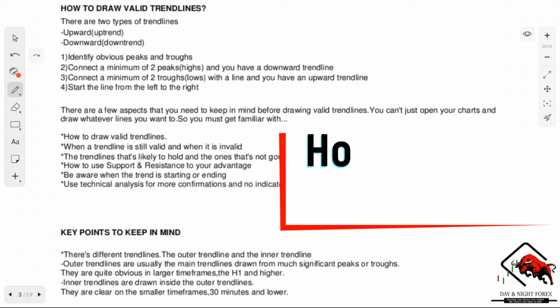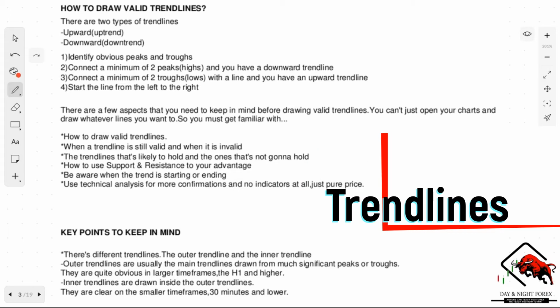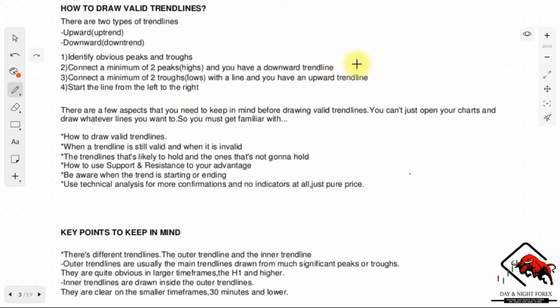Okay, so how do you actually draw a trend line? Firstly, you need to understand that we have two types of trends. I'm pretty sure you now understand that we have an uptrend and then we have our downtrend, right? And then secondly, the first thing is to identify obvious peaks and troughs. What we mean by this is that we're looking for those points that are obvious.